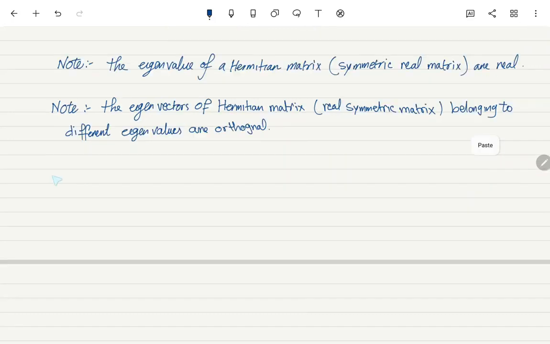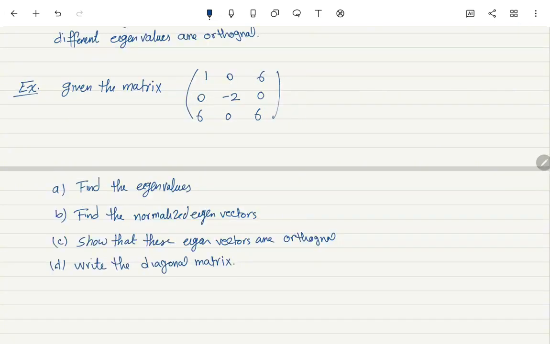Let's have an example. Given the matrix, this one right here, find the eigenvalues, then find the normalized eigenvectors. After that, show that these eigenvectors are orthogonal and write the diagonal matrix.